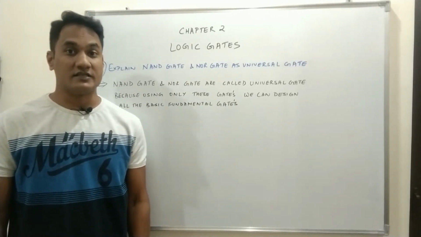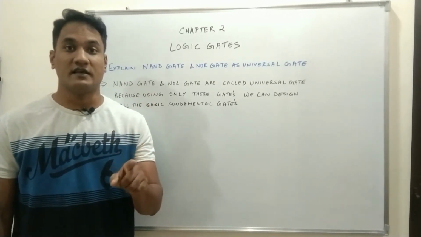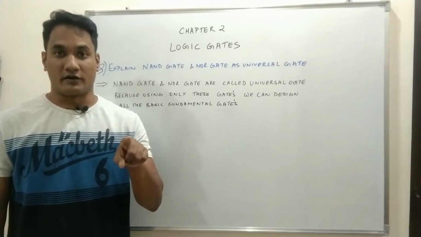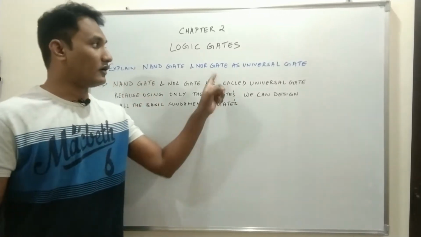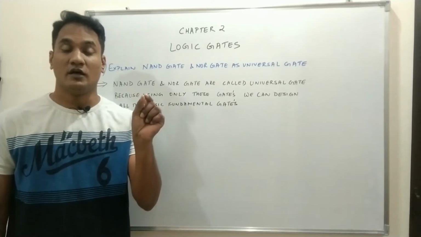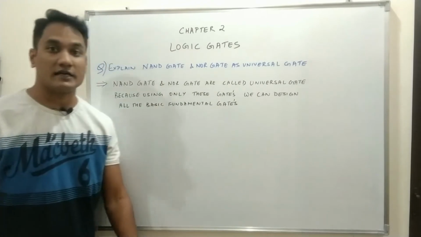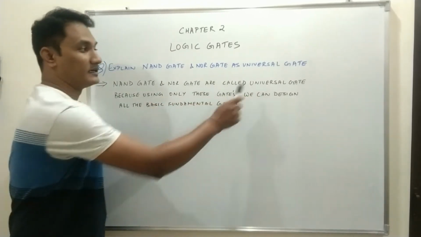NAND gate, which is AND followed by NOT, whereas NOR gate, which is OR followed by NOT. These two gates are called as universal gate. Now there is a reason behind that. The NAND gate and NOR gate are called as universal gate. I have written the reason.